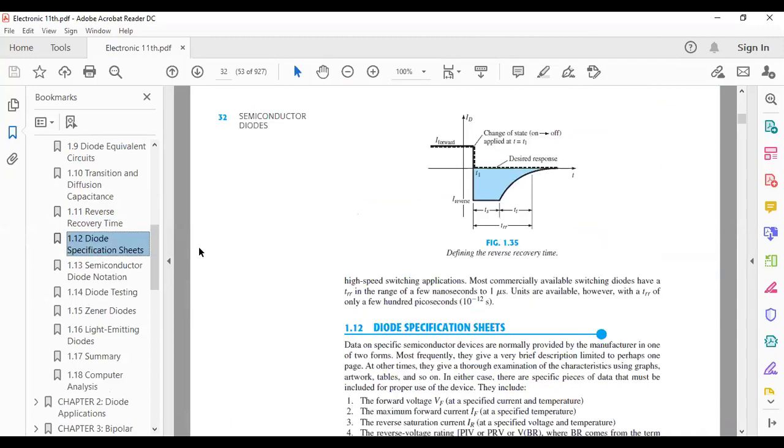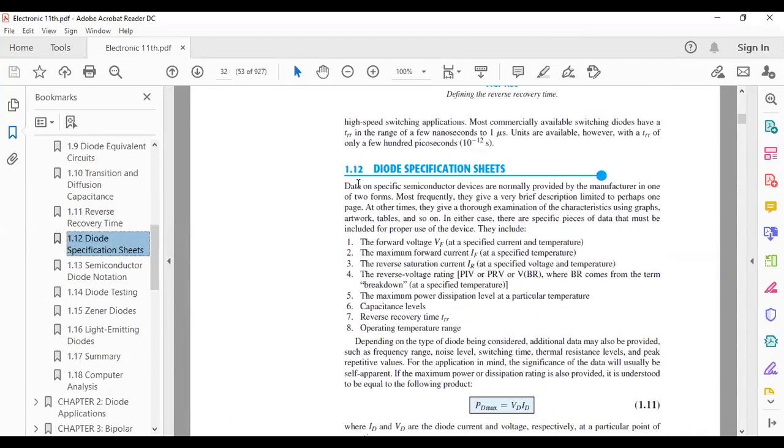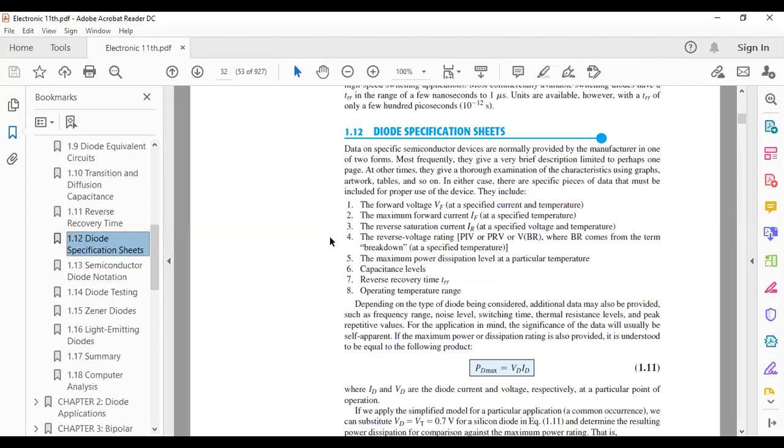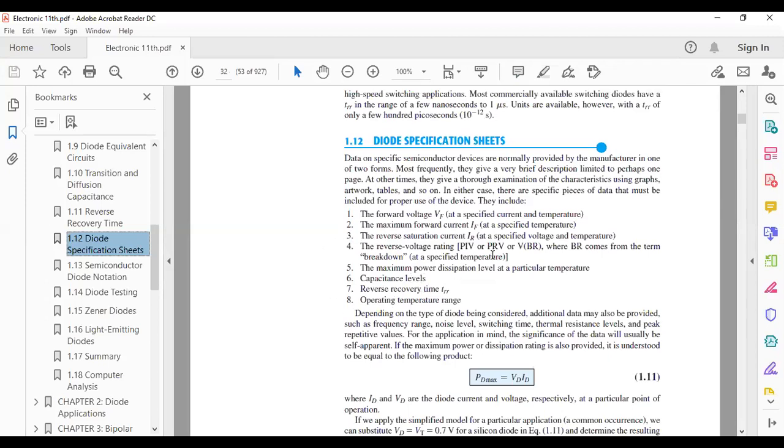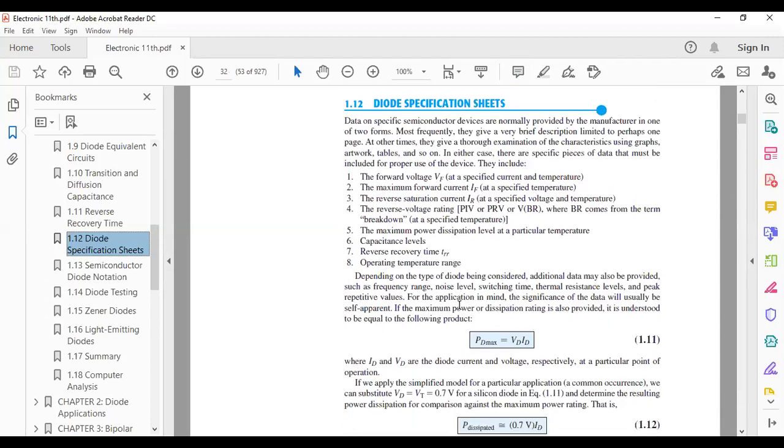And then this is a small topic, the diode specification sheet. Whenever you purchase any diode, the specification sheet gives its forward voltage, maximum forward current, reverse saturation current, peak inverse voltage, everything, with its specified limit, so that you can operate it properly. You should not operate it beyond the given specification. You have certain design specifications, so you can choose the diode accordingly.